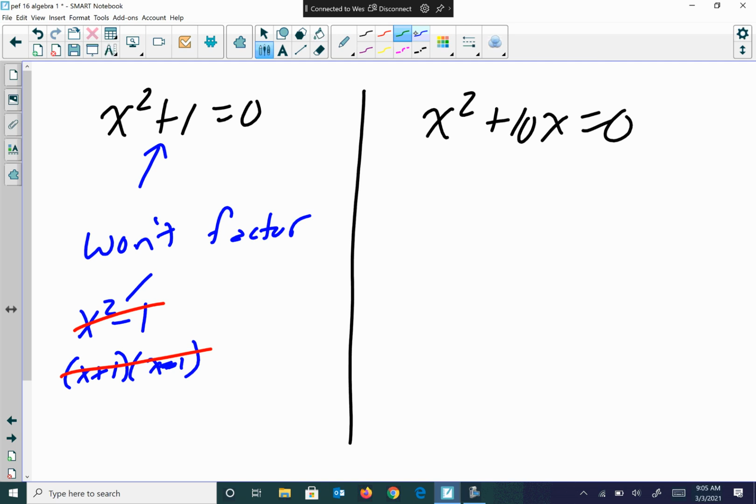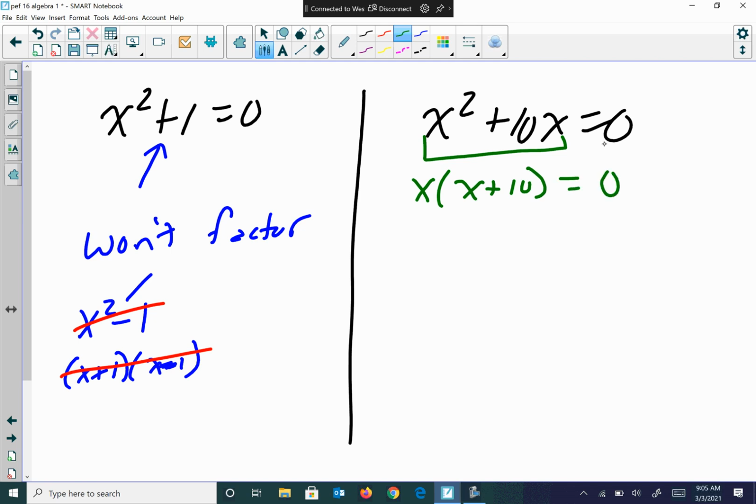They're just mean. Okay, so we have 2 terms here. They do have an addition sign between them. I know that x squared is a perfect square, but 10x is not a perfect square. So I think I could factor an x out of both.